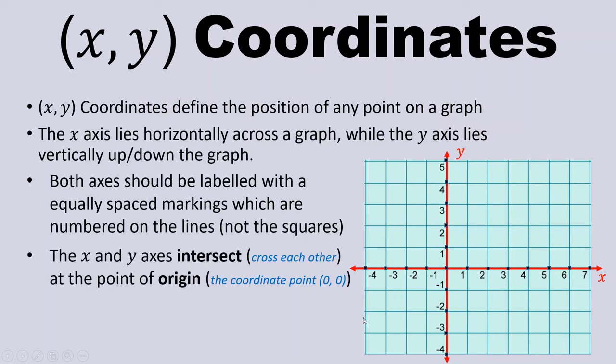The x-axis and y-axis intersect, that means they cross each other, at the point of origin, which is the point 0, 0, right here. So we can often label our axes with a single 0 at that crossing point. This is a 0 on the x-axis as well as a 0 on the y-axis.